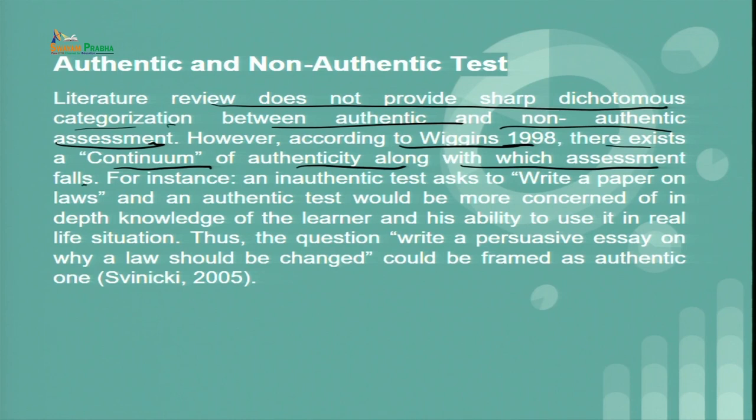So, for instance, an inauthentic test asks you to write a paper on laws, for example, and an authentic test would be a more applied one. It would be more concerned with in-depth knowledge of the learner and his ability to use it in a real life situation or context. So, this question can be written in the other way as well, and that could be presented as: write a persuasive essay on why a law should be changed. In this way, the learner will be asked to put up his point of view and he will get a chance to express his opinions in a more applied way. Therefore, there are two forms of writing questions for a test, and one could be authentic, the other non-authentic. An authentic one would be more related to the real life situation.